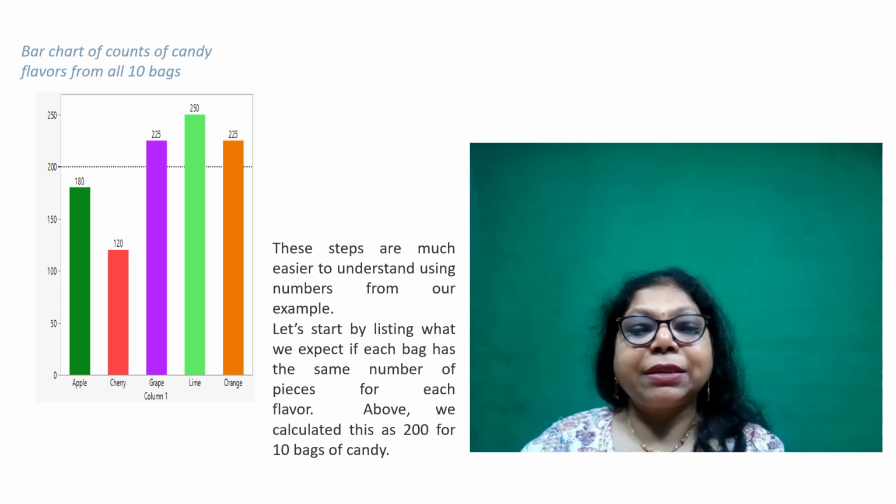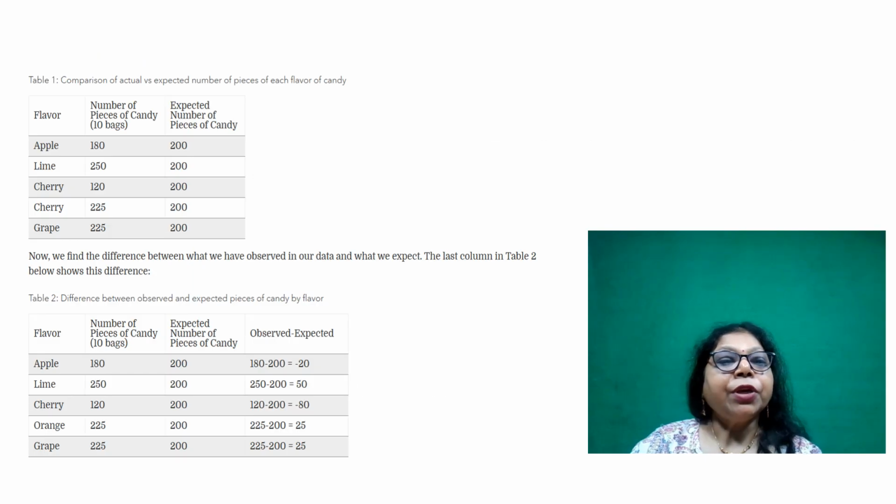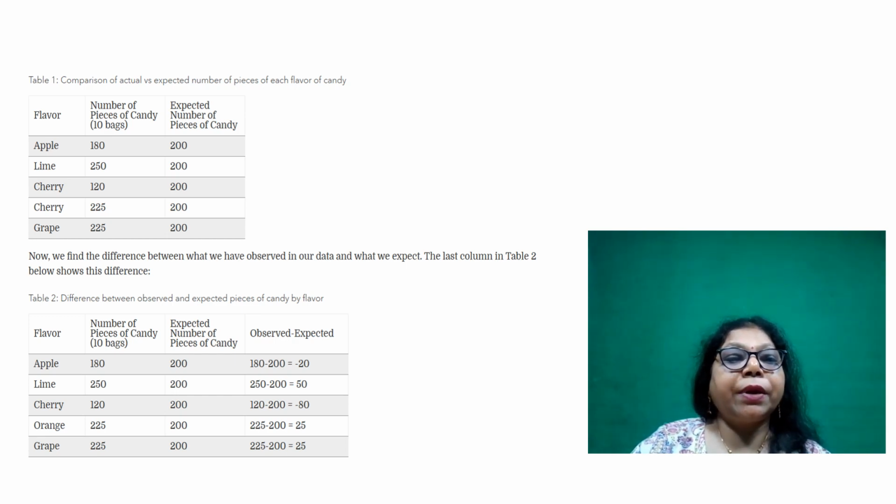Okay, so let's start by listing what we expect if each bag has the same number of pieces for each flavor. We calculated this as 200 for 10 bags of candy. In this table, you can see the number of pieces of candy in 10 bags, and the expected number of pieces of candy. Expected is the same for all 5 flavors, that is 200, 200, 200. And the actual were 180, 250, 120, 225, and 225.